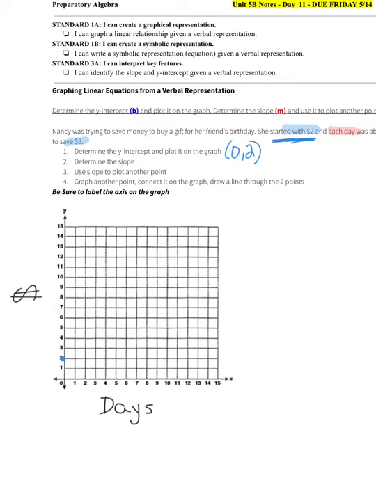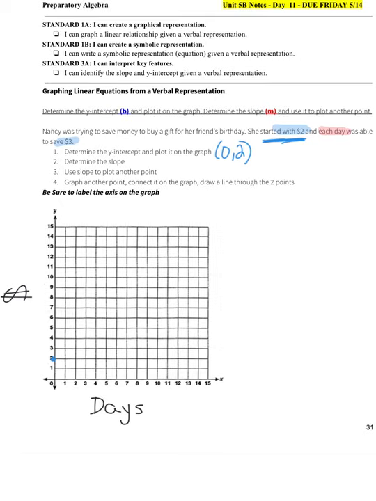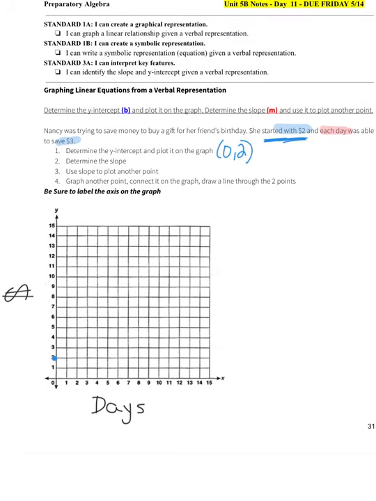All right, now when I determine the slope, that is the rate of change, that is the pattern, that is what's happening over and over again. And remember, this each is a clue that it's happening every time, each time, over and over again. That is your slope, your rate of change. So each day she was able to save $3. So your slope would be 3 over 1 because she saves $3 per day. Change in Y, my dollars, is 3 over my change in X, which is days, 1.